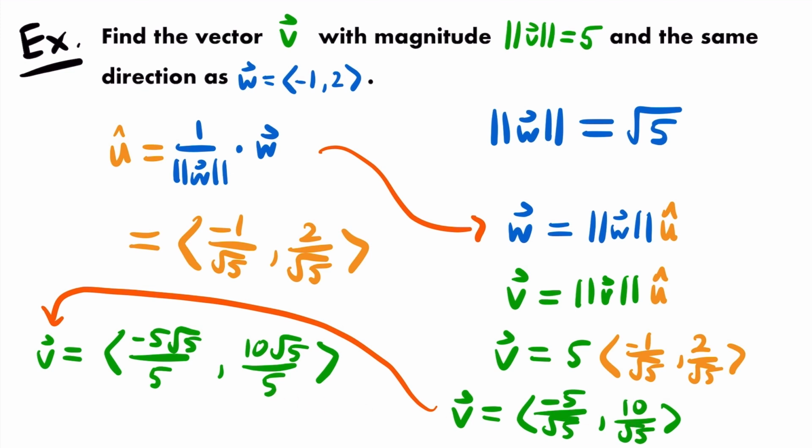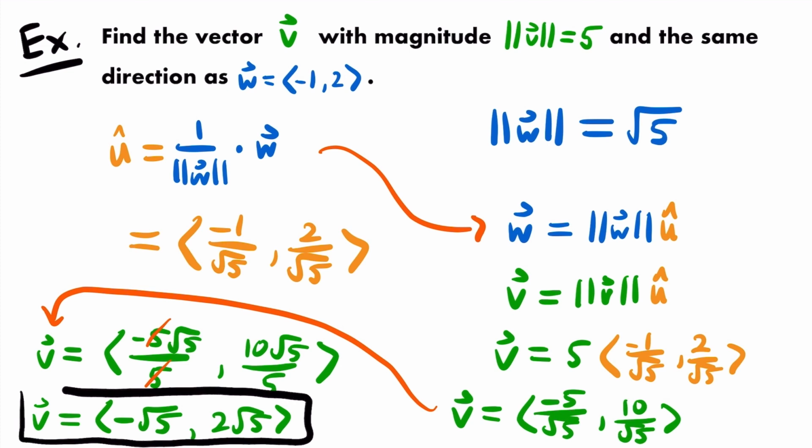All right, so now we can simplify the components. This 5 and this 5 will cancel out. 5 divided by 5 is just 1. And then we have 10 divided by 5, which is just equal to 2. So vector v is equal to the negative square root of 5, comma, 2 square roots of 5. And that is the final answer to this problem. This is the vector v that has a magnitude of 5 and the same direction as vector w.